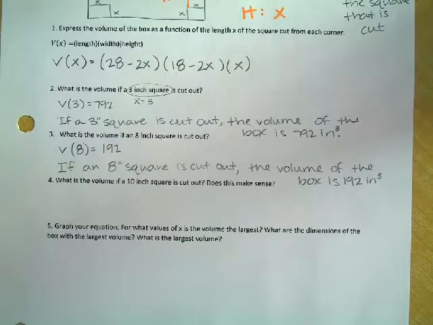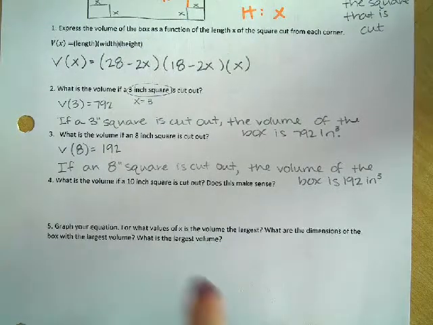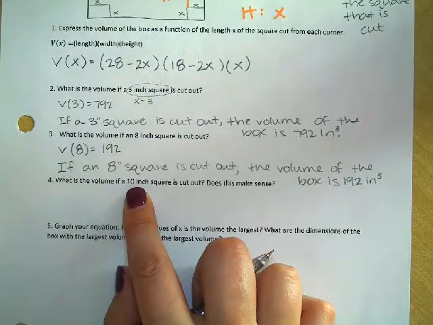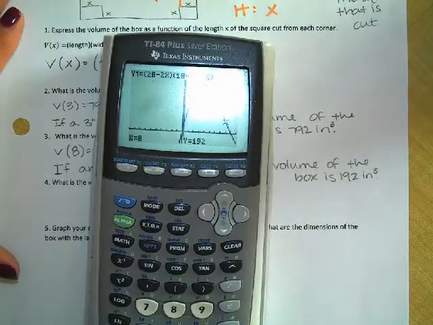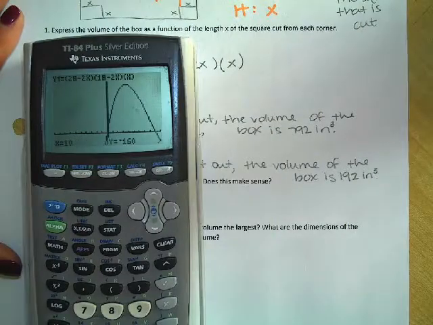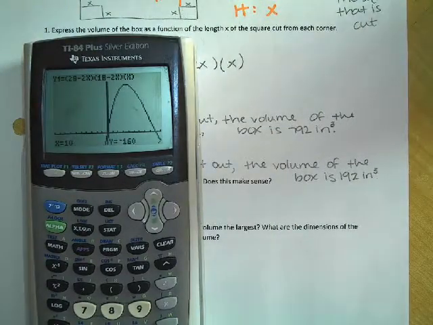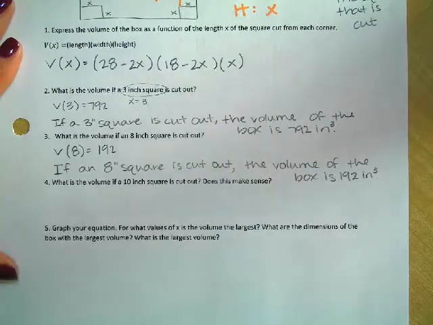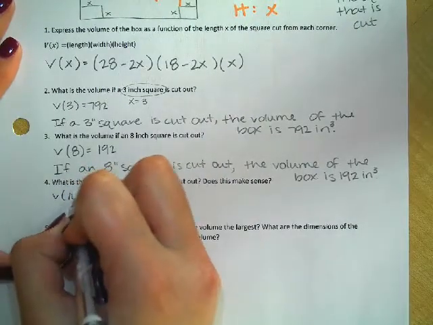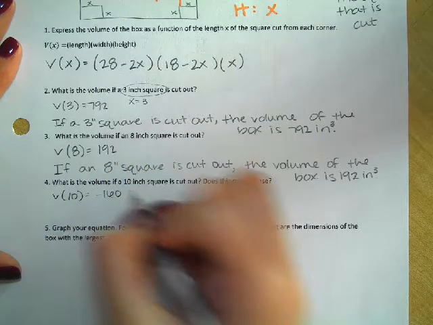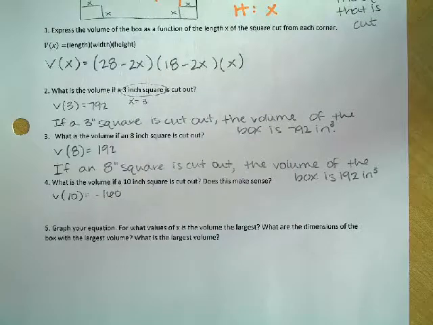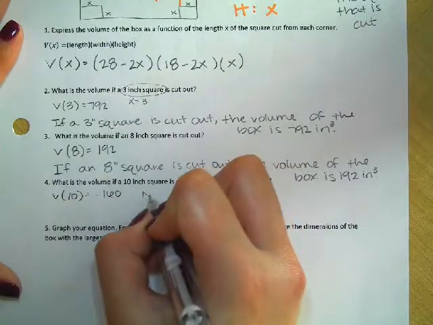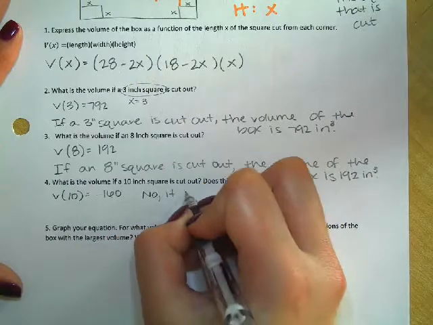Okay, before we even do the math, would a 10-inch square make sense? No, because it's above 9. Okay, let's do it anyway and see what happens. Plug in 10. So if we cut out a 10-inch square, what's the volume of our box? Negative 160. Does that make sense? Okay, so what is the volume if a 10-inch square is cut out? Does this make sense? No, it cannot happen.